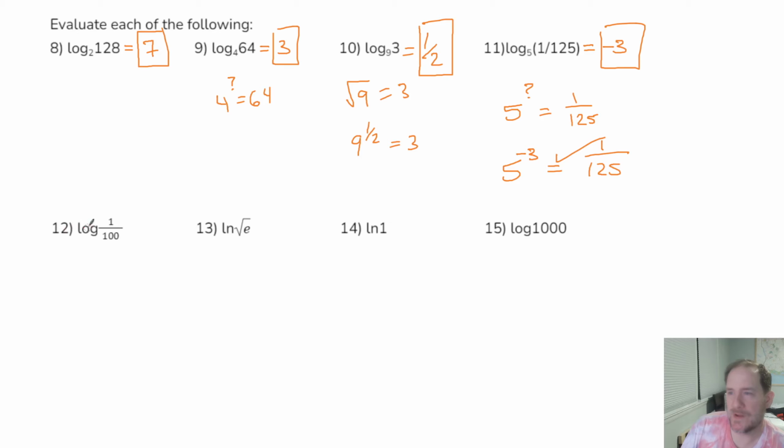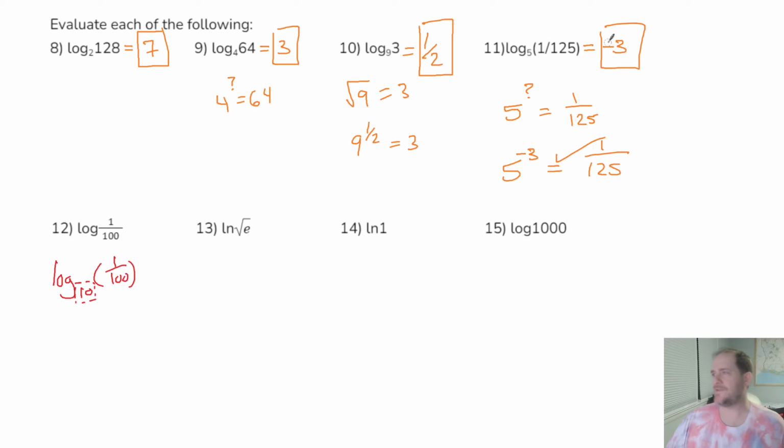Then for 12, there's a bit of a trick here. You may not have known this, but I sure hope you did. If you see a logarithm without a base attached, then that base is understood to be the number 10. It's called the common logarithm. Common log is a log with a base of 10. And we're doing the log base 10 of 1 over 100.